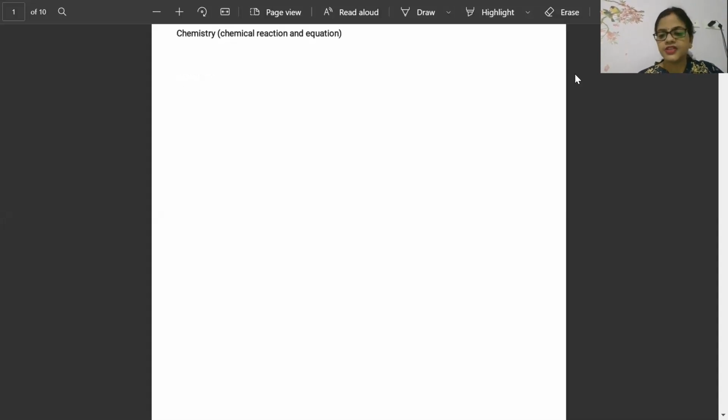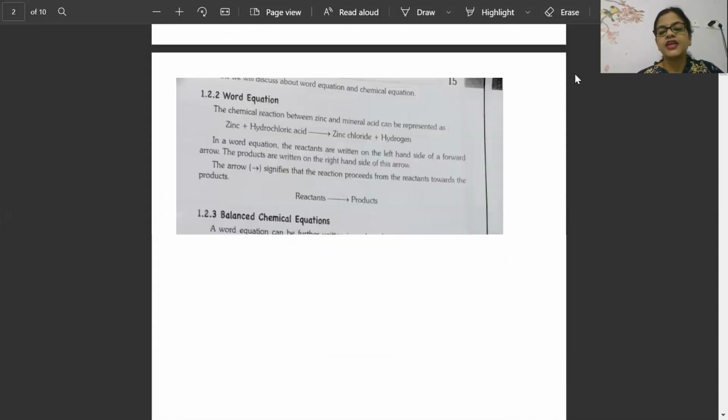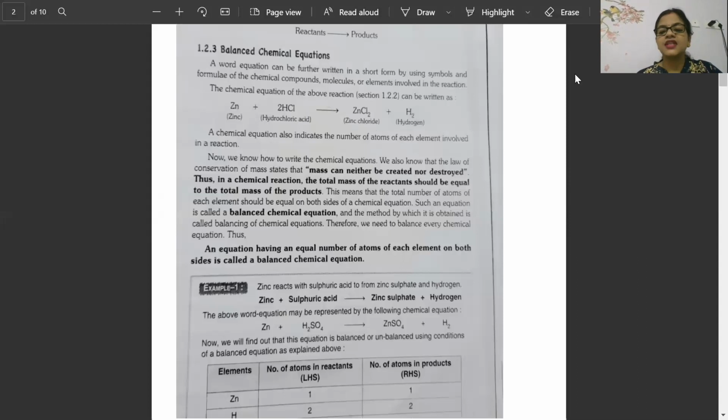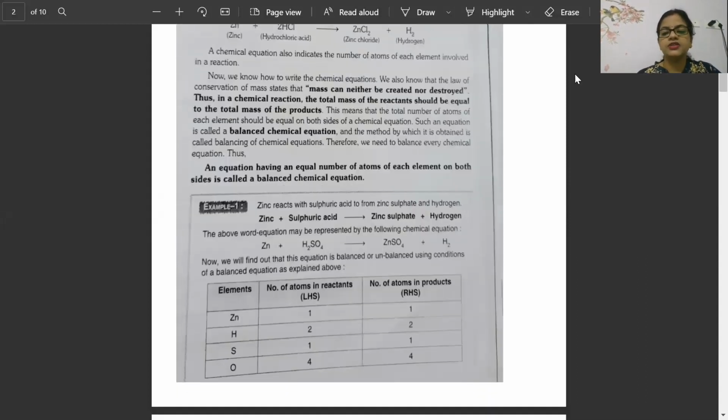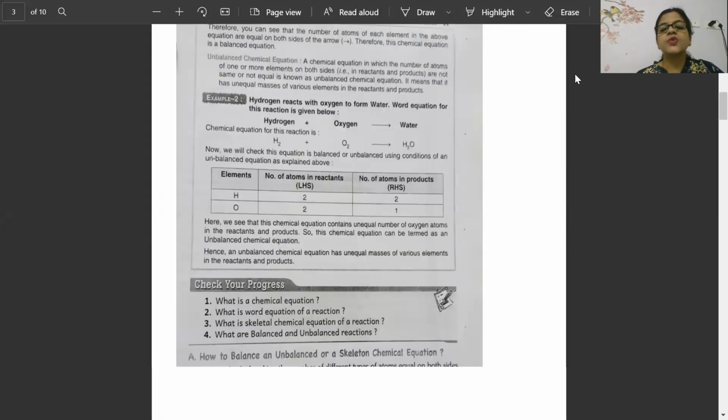Right now class 10th is with me and we are going to do the remaining part of balancing chemical equations. Last class we have balanced 2 equations. Today we will be balancing more equations. Okay, these questions, what is chemical equation?